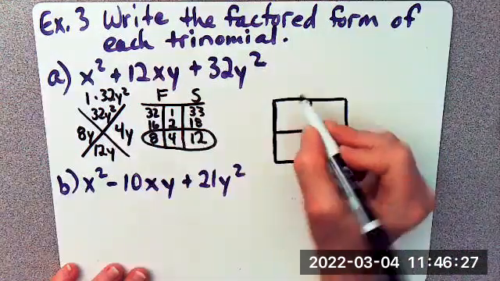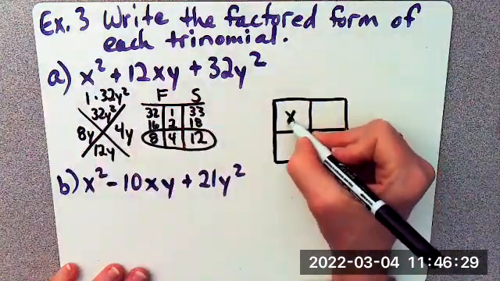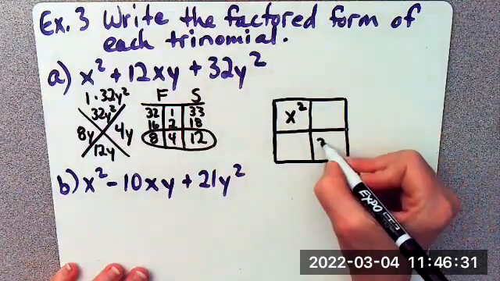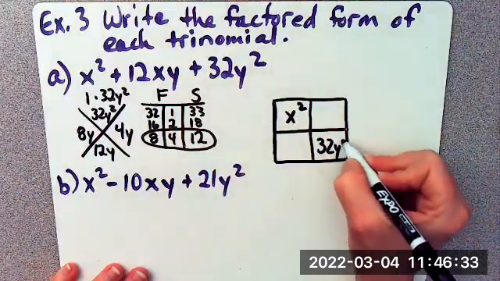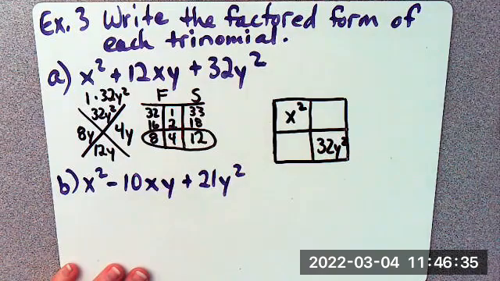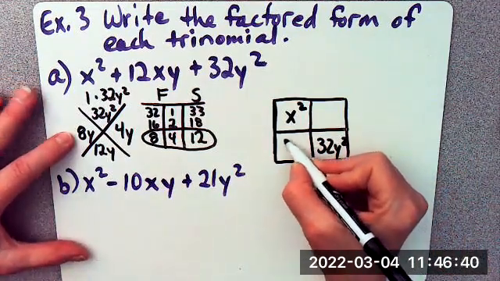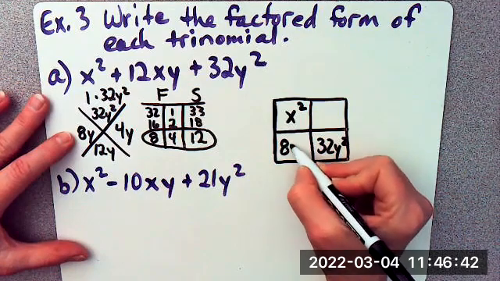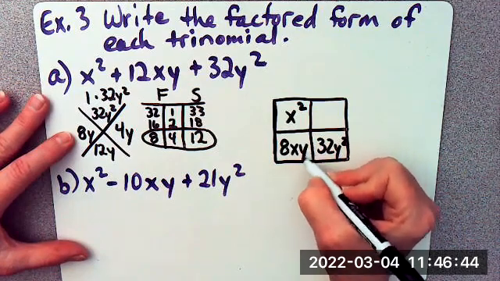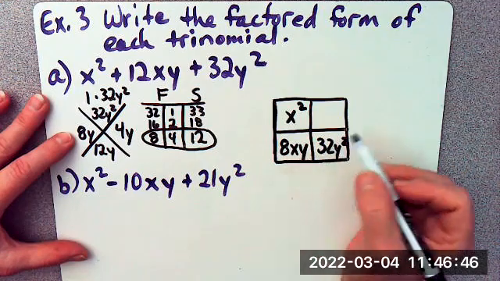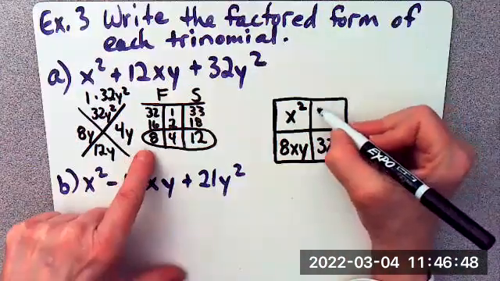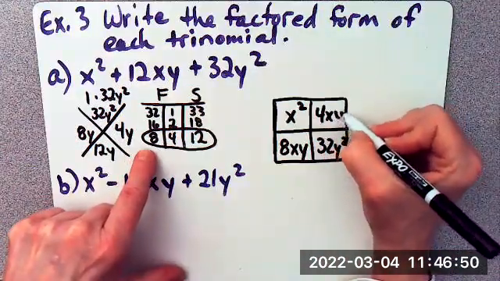Okay, so then the first term here is x squared. The last term is 32y squared. Then we have 8, and remember x is involved with this, so it's 8xy, because we usually go in alphabetical order of the variables. And then 4xy here.